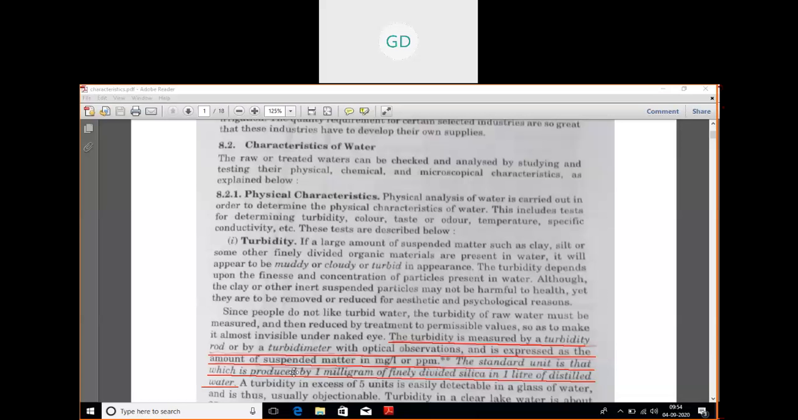Next, one more line you can add: a turbidity in excess of 5 units is easily detectable in a glass of water. That means 5 milligram per liter. If 5 milligram per liter of turbidity is present in water, then it is easily detectable in a glass of water, and you can easily see with your naked eyes. So let's see the next.